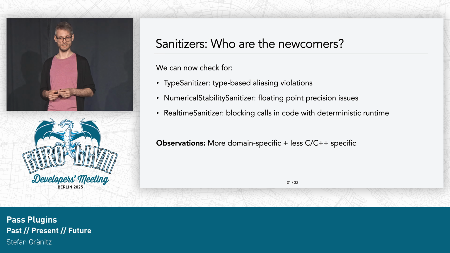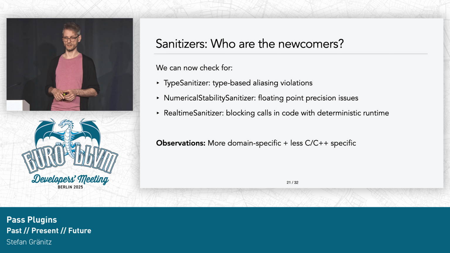We have type sanitizer now that lets us check for type-based aliasing violations. We can check for floating point precision issues with the numerical stability sanitizer, and for blocking calls in code with deterministic runtime requirements with the RealtimeSanitizer. Well, type sanitizer is kind of C-ish, yes, but the other two are clearly cross-language concerns. And, well, this is always a point of view, and this is only my opinion, but I think they are at least a lot more domain-specific than the sanitizers that we had before. And this is the observation here. More domain-specific, less C, C++-specific.